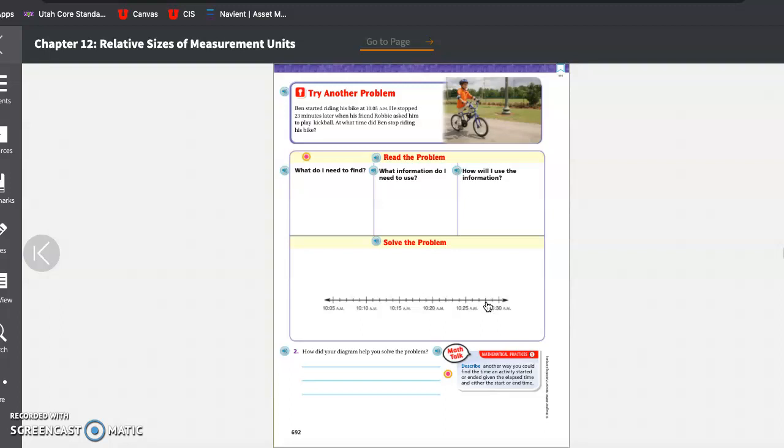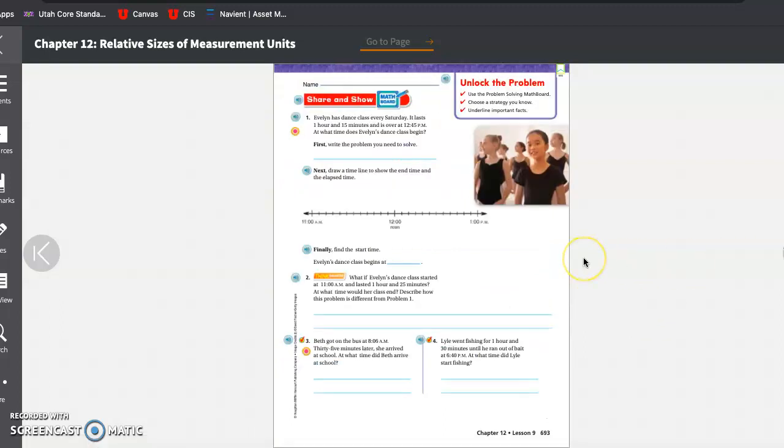And what time is that? Good. His end time was 10:28 a.m. So 23 minutes after 10:05 is 10:28. So Ben stopped riding his bike at 10:28 a.m. Okay, good. So let's go ahead and move on.